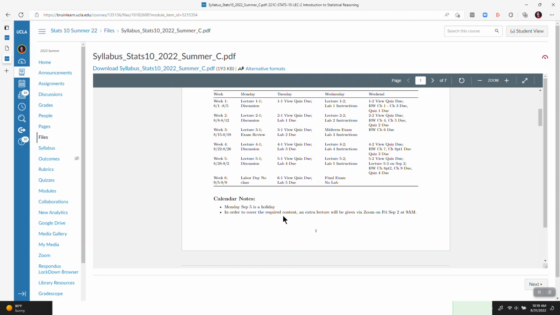Oh, okay. So in order to cover required content, I said an extra lecture will be given Friday at 9 a.m. Okay, so we'll do that. We'll stick to what I wrote in the syllabus. Sorry, thank you for that reminder. I'll log in on Zoom Friday morning, and then I'll deliver that content. I forgot Monday's Labor Day. So we'll see you on Friday then, 9 a.m. It'll probably be pretty quick, just a little bit of new content and then some review.